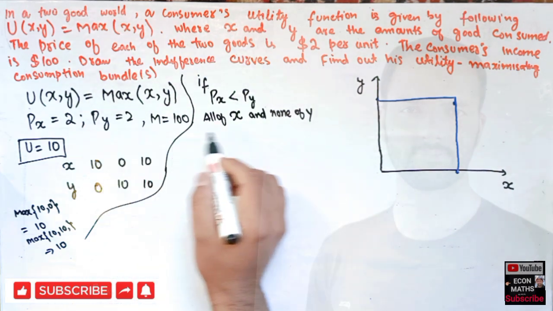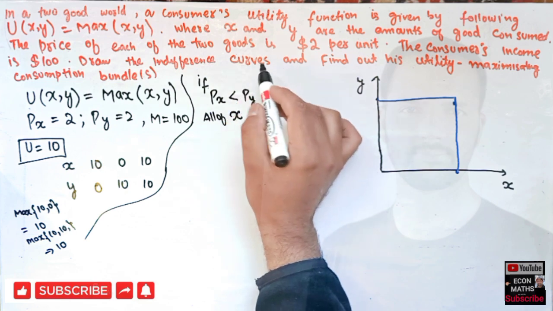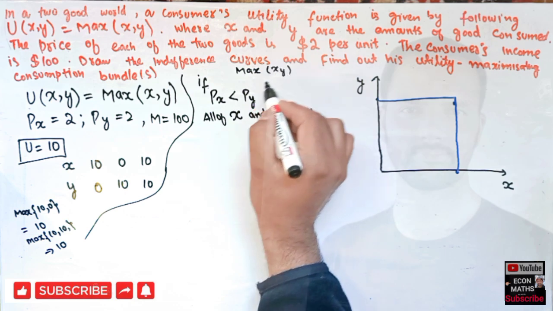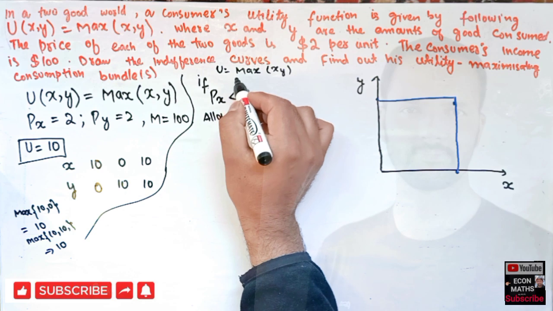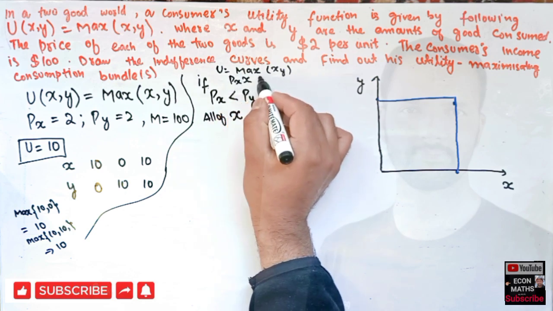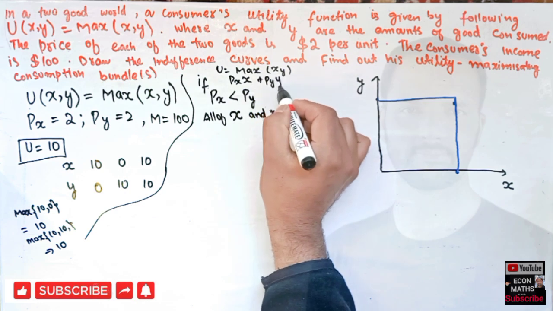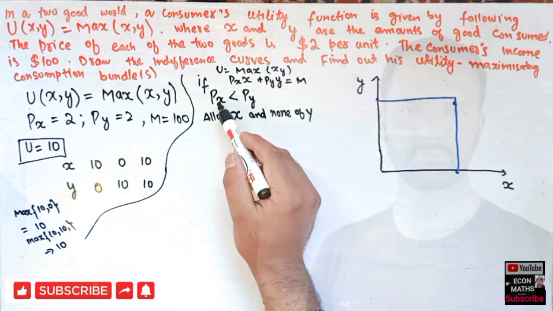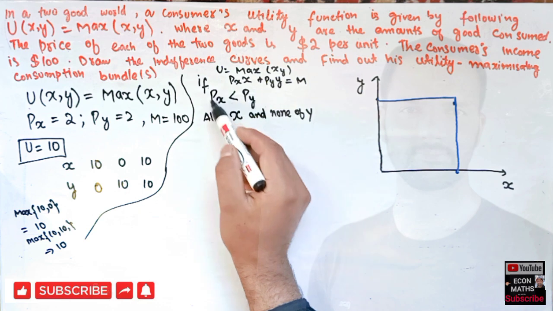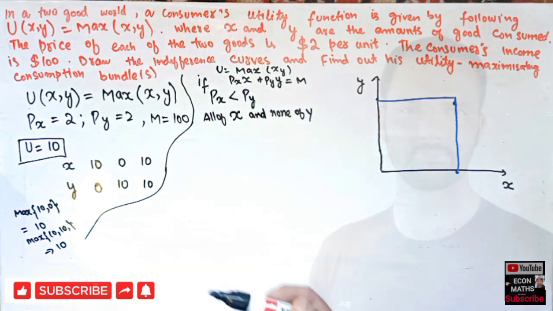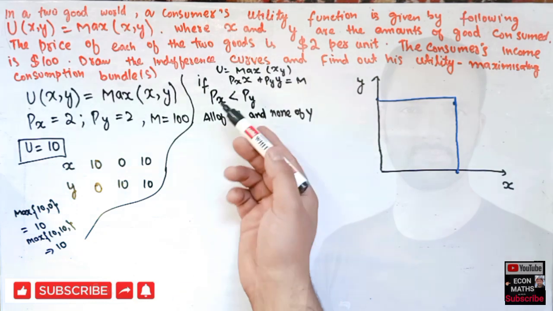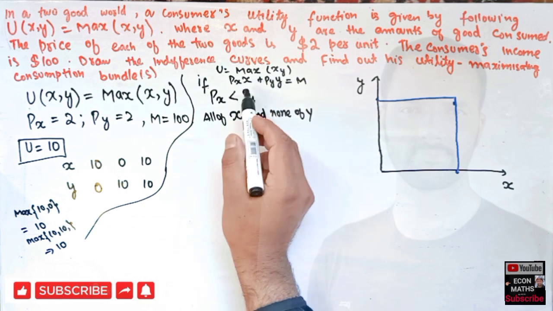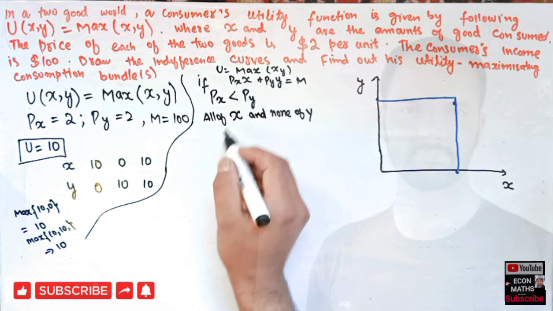Let me draw the budget constraint here in general terms. So we have to maximize the maximum of x, y, and our u is equal to this, subject to price of x times x plus price of y times y is equal to m. This is our general budget constraint. So when the price of x is less than the price of y, obviously the consumer will consume all of x because it is comparatively cheaper than the other good. In this case the consumer will consume all of x. So what is the price of x?